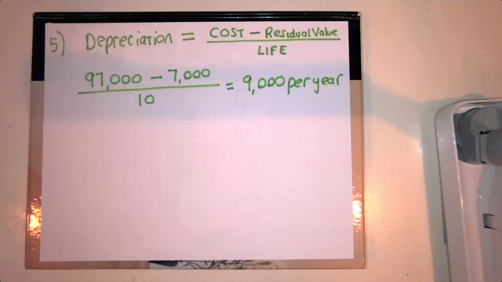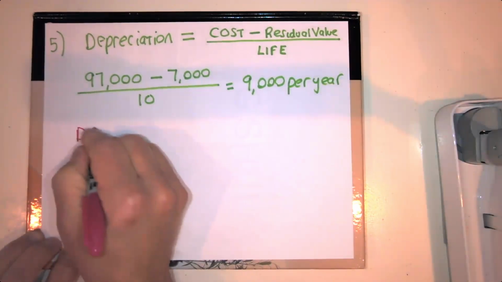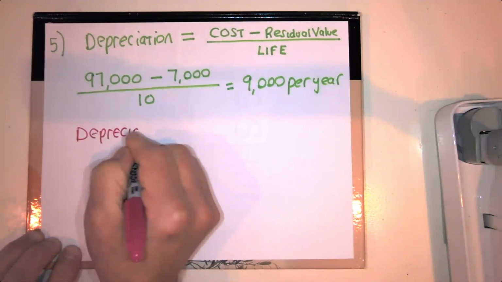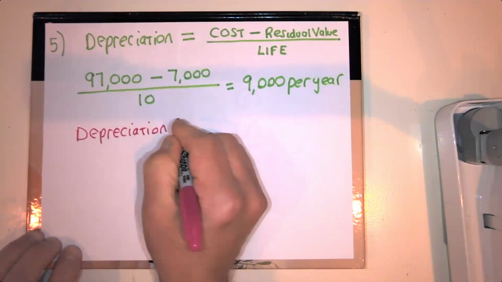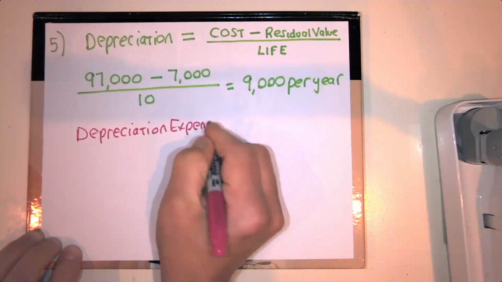Can I please ask for a new volunteer? And can you tell me the adjusting entry, the debit and the credit in the adjusting entry? Luke, excellent. Your mic's on. Luke, debit and credit, what are they? So you would debit depreciation expense 9,000, and then you would credit accumulated depreciation 9,000.